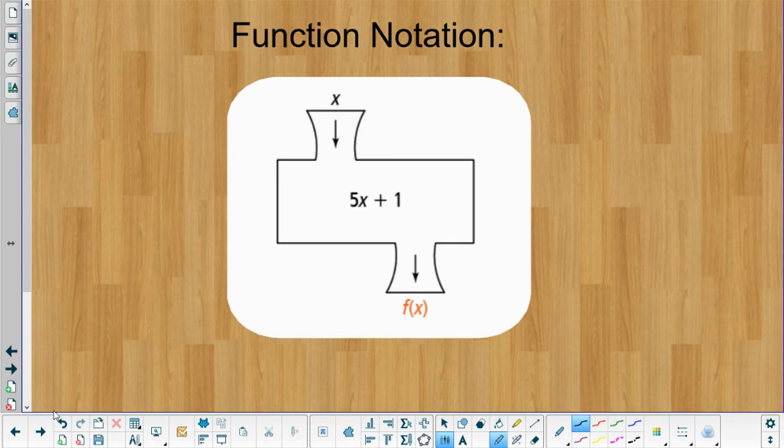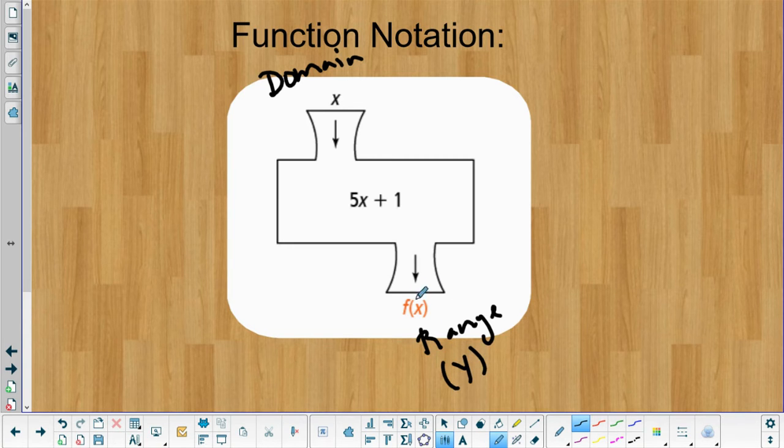Okay, so first off, function notation. I think of a function machine. Your x is your domain. It's what you put in. It goes through the machine, goes into an equation, and out comes our output, or our range. So our domain went in, this was our x value, and our range, or our y value, came out.